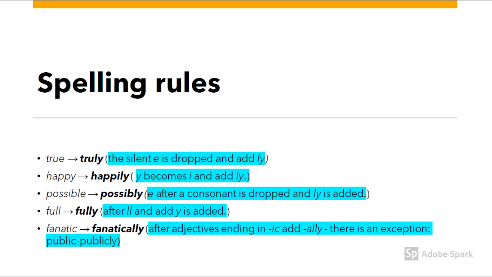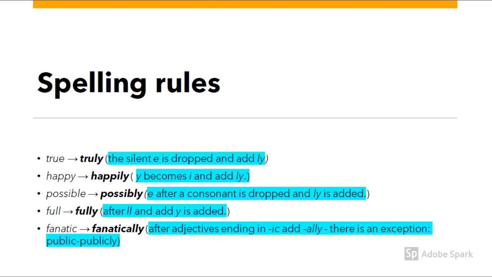Third example, possible, possibly. When there is a consonant letter before the letter E in the adjective, letter E will be dropped and then you have to add ly to form the adverb. Fourth example, full, fully. You can see the last letters in the adjective which is double L, so you have to add only y to form the adverb.